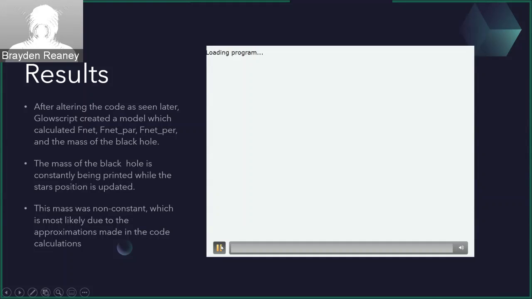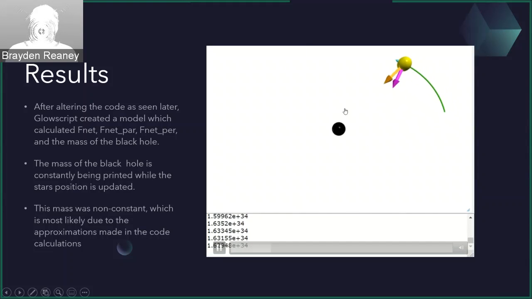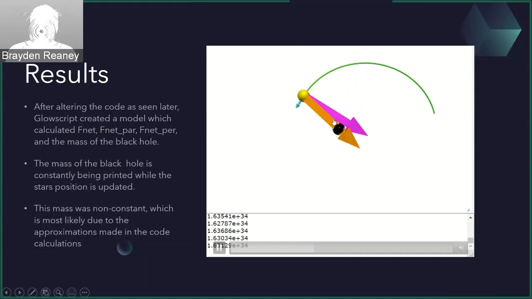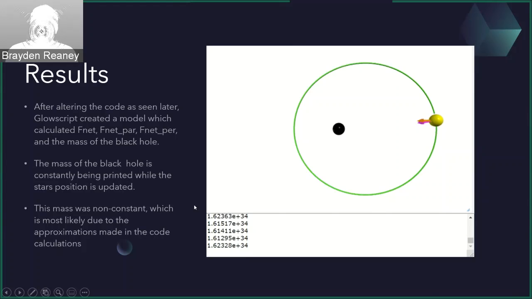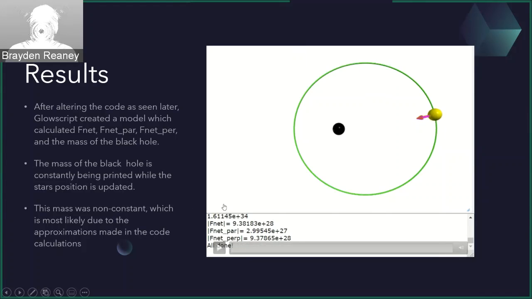And here are my results. The green arrow is F net. The magenta arrow, I guess you could call it, is F net perpendicular, and the cyan one, which gets really small, is F net parallel. And the mass of the black hole this whole time, as you saw, was running. It was being printed constantly, and it was non-constant. And this is due to the fact that the way everything was calculated was through an iteration process of a time step of 1 day. So if I wanted to get maybe a little bit more accurate results where the mass wasn't changing so much, I would choose a smaller time step next time.